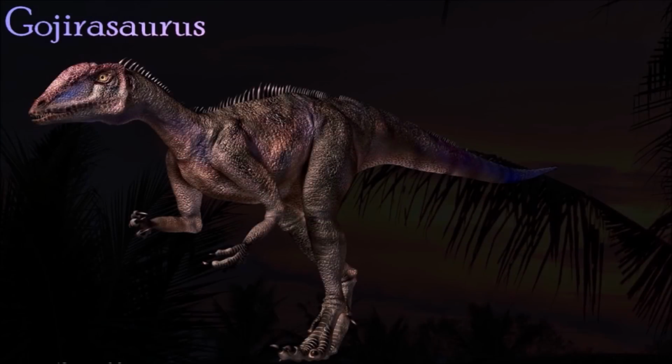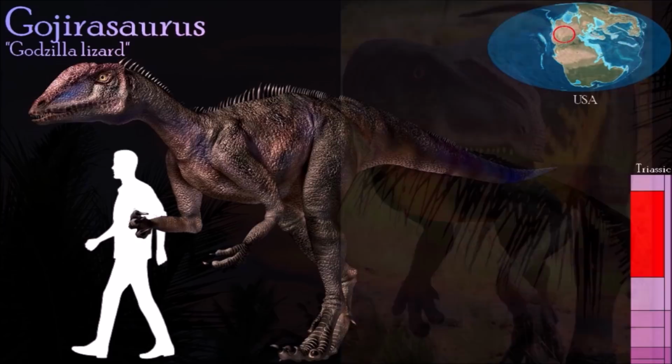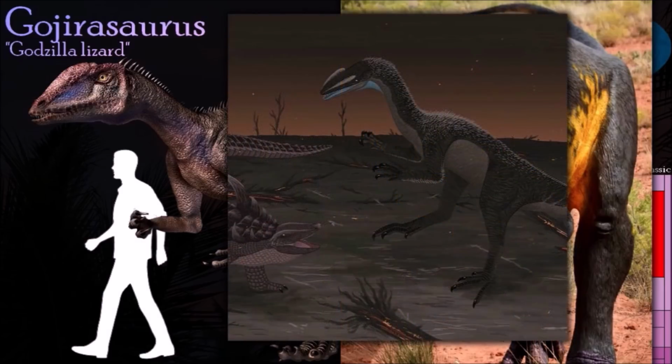Gojirasaurus prowled across the arid scrublands of North America 210 million years ago, and is named after the Japanese movie monster Godzilla. It seems strange that a 7 meters long predator is named after the colossal monster of popular culture. However, during its time in the late Triassic, most predatory dinosaurs were small. Gojirasaurus stood out as the largest, strongest and fiercest hunter of the American Southwest. Unfortunately, only a few bones have been found, and scientists have much to learn about this carnivore.